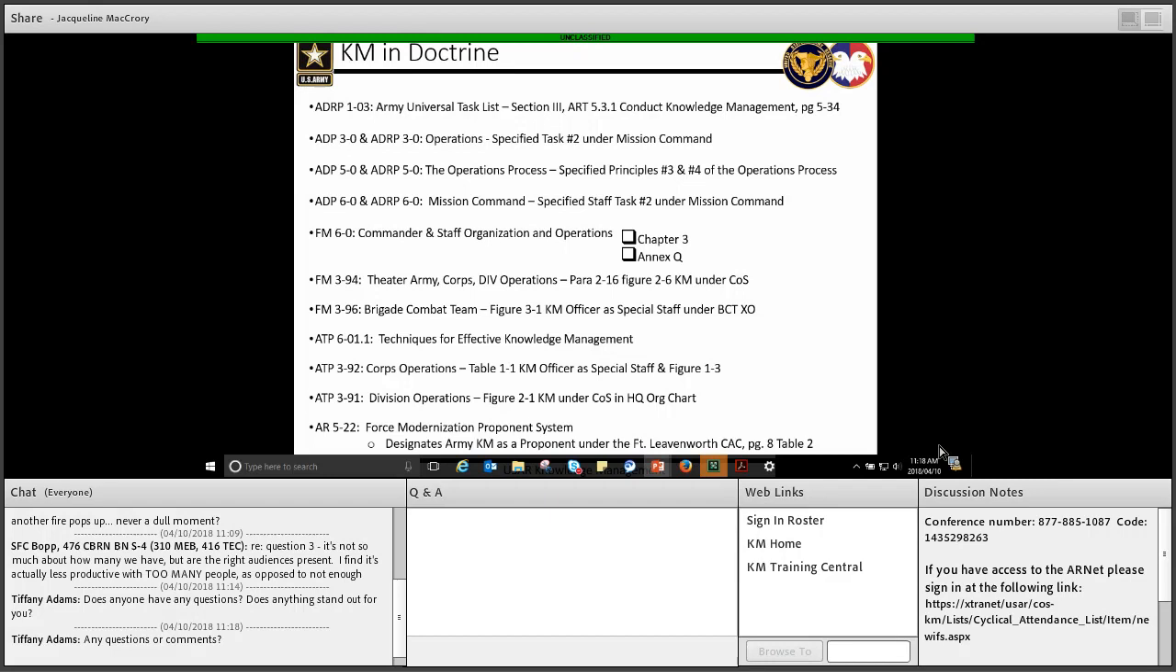And in ADRP 6-0, Mission Command, knowledge management is the entire Chapter 3. It's not just a section or a paragraph. It has its own full chapter. So again, KM is a crucial aspect to Mission Command. It also has its own ATP 6-1.1. And then KM has its own proponent at Fort Leavenworth. As I mentioned, Colonel Kitchens is there, and that's AR 5-22, the force modernization proponent here. Are there any questions about KM and doctrine? If Major Balgos was here today, he would note that it's not something we've made up.